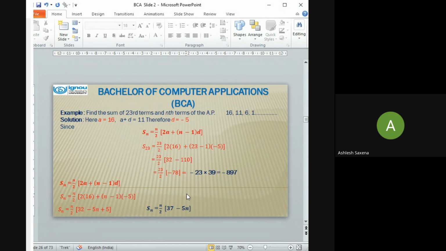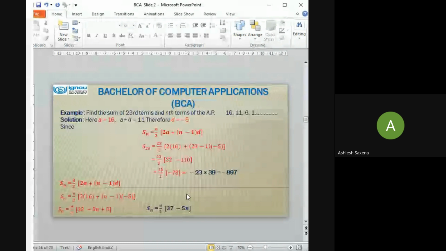What is d? d is -5. Okay. Which formula will we use? We don't have the last term, so we can use the first formula. What is the first formula? It was Sn equal to n by 2 into 2a plus n minus 1 multiplied by d. Your n is 23, your a is 16, and your common difference is -5. Is that correct? Yes, sir. It's correct, and the solution is in front of you.